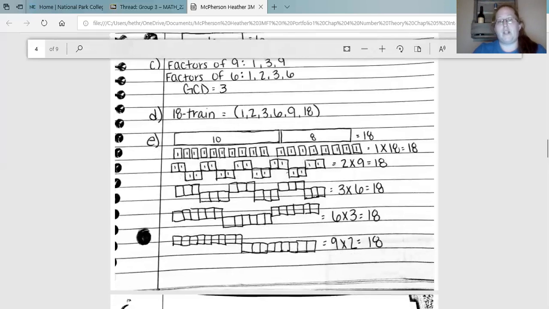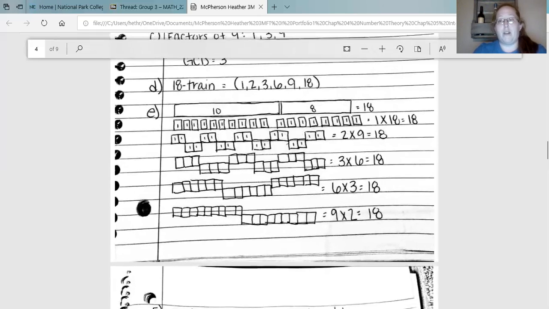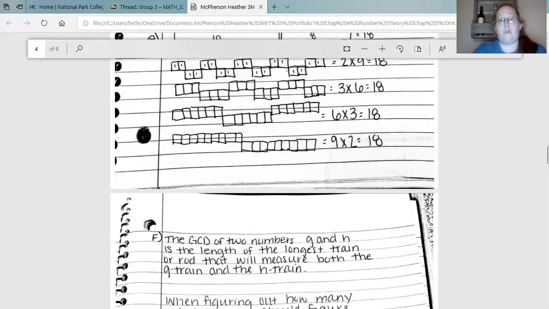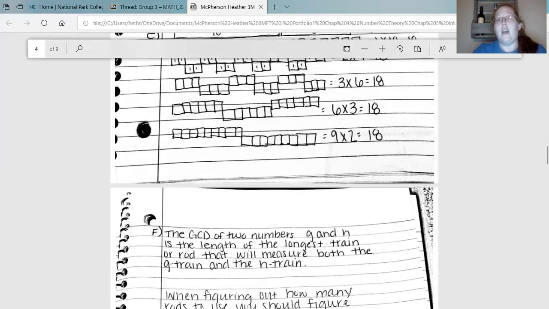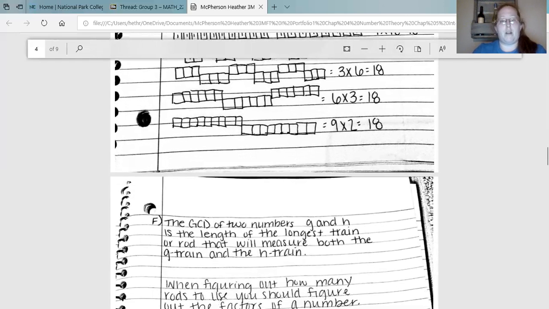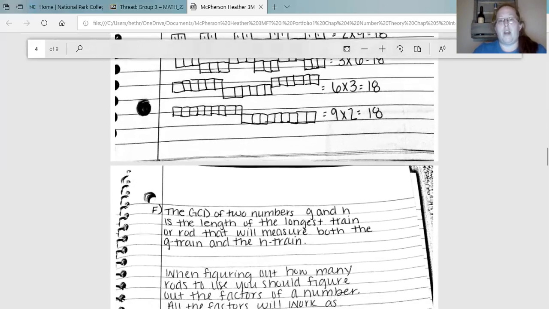So the representations are pretty similar, and they're easy to read once you understand what you're looking at when it comes to a rod and a train. Just know that the greatest common divisor of two numbers, say G and H, is the length of the longest train or rod that will measure both the G train and the H train.